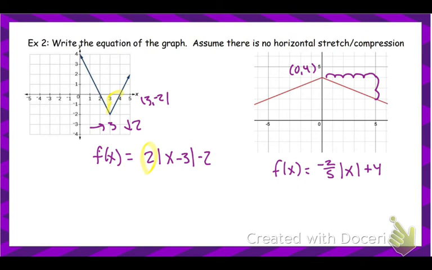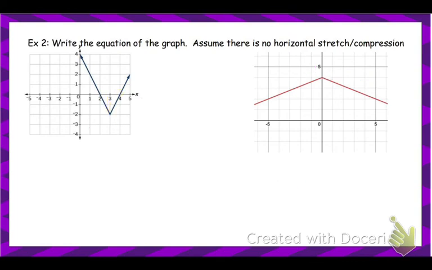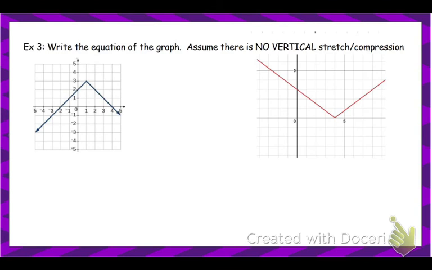All right, we're going to do the same thing now, but we're going to write it assuming there is no vertical stretch or compression. Well, again, we still find the vertex first. The vertex is still at (1, 3). So this graph is going to be the absolute value of x minus 1, plus 3. And in this case, there is no stretch or compression. It follows the same pattern as the parent function, with the exception of the fact that it opens down.